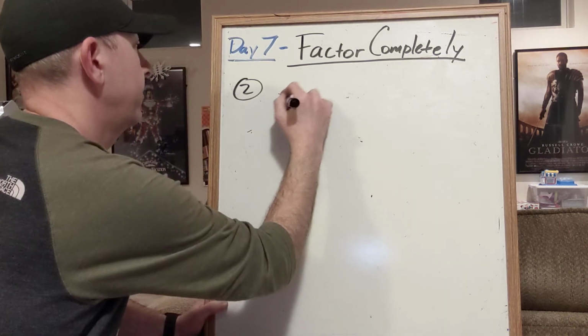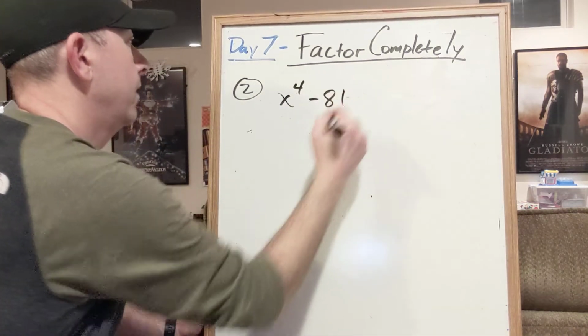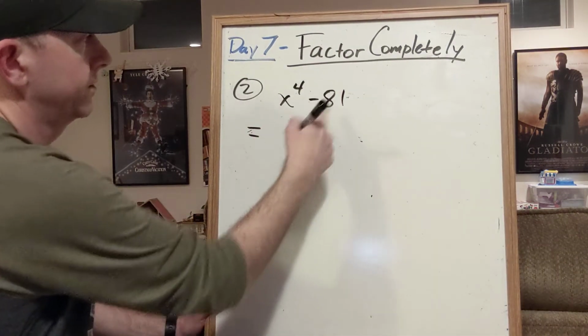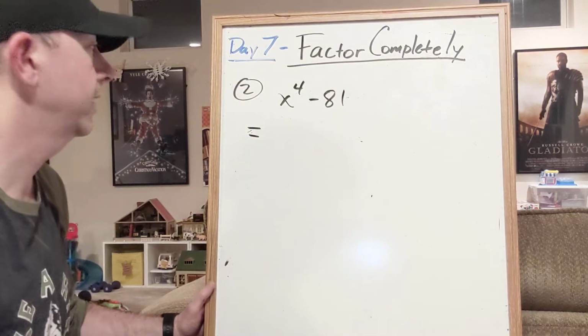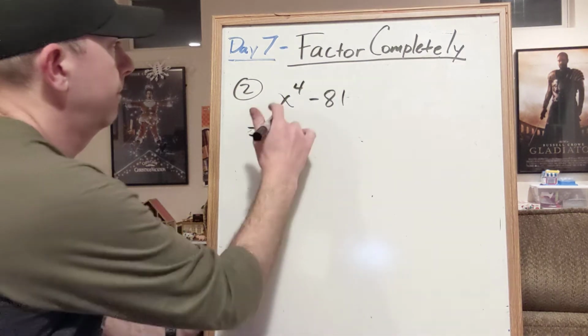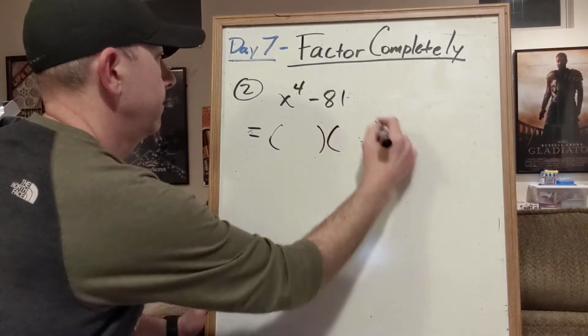This one, x to the 4th minus 81. All right, so this one, we look for a GCF. There's not a GCF, so sometimes you're not going to have a GCF right away. But we do definitely have difference of squares.